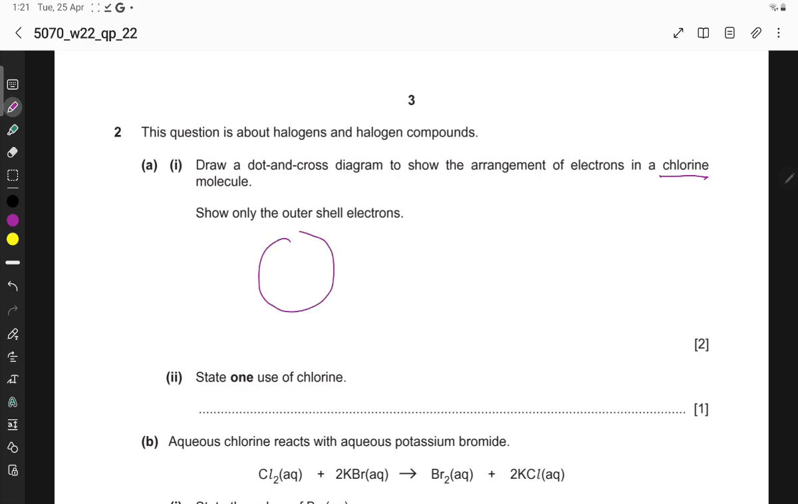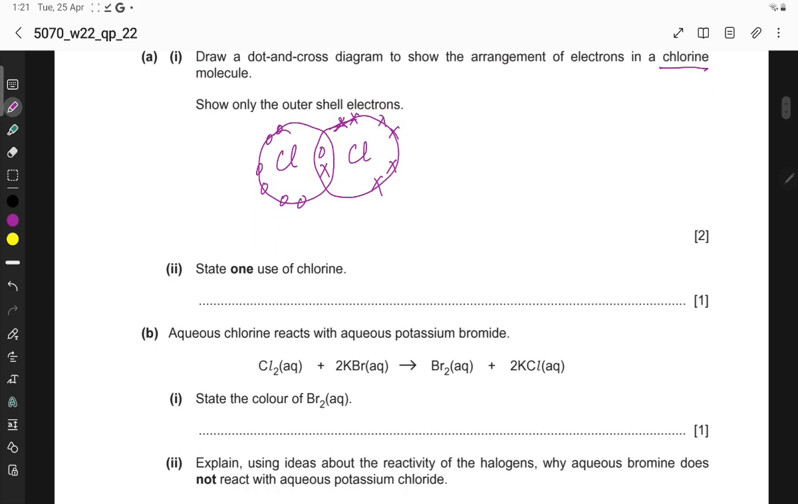So draw like this. This is the one pair, because group 7 has 7 valence shell electrons. One electron is shared by 2 atoms of chlorine. So this is the chlorine molecule. Please keep it in mind that you have to draw all valence shell electrons of chlorine, not only this.